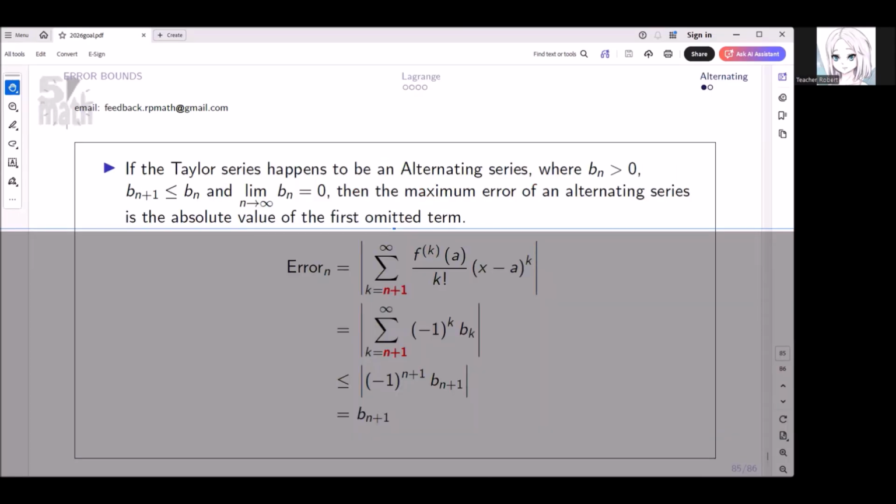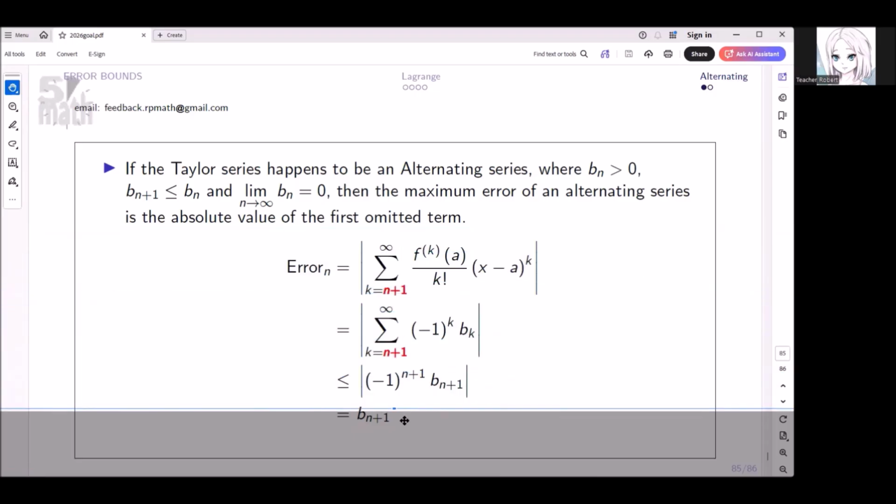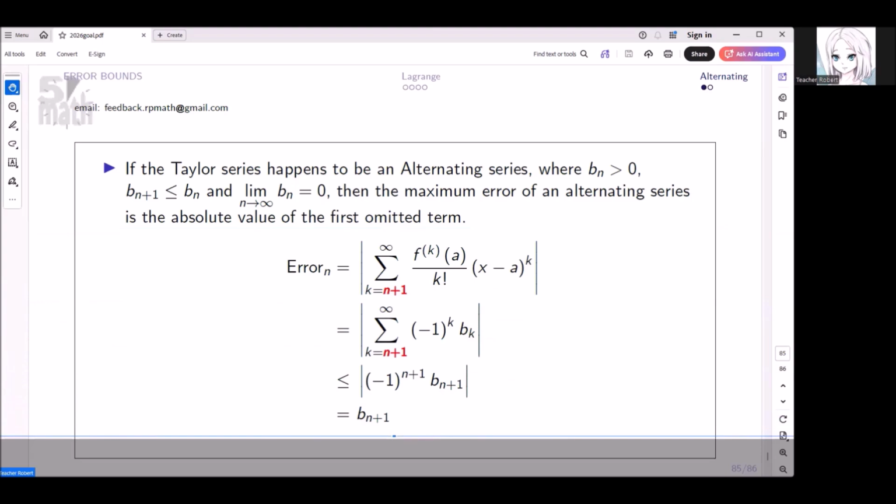If the Taylor series happens to be an alternating series where bn greater than 0, bn plus 1 less than or equal to bn, and limit n to infinity bn equals 0, then the maximum error of an alternating series is the absolute value of the first omitted term. Error n equals this, and we get the following.